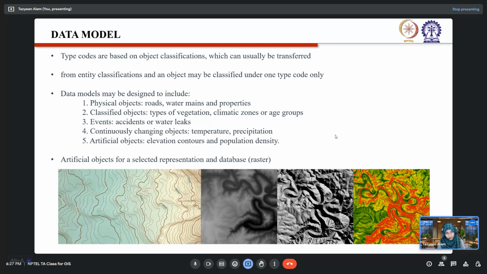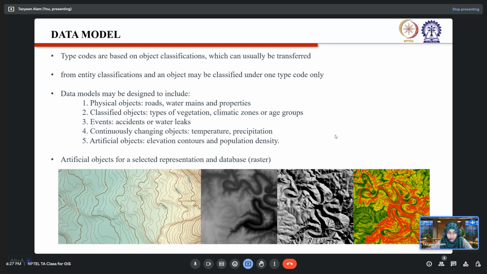Third is your events. Events are accidents or water leakages. So events are some sort of condition that leads to a certain type of activity in a particular region. Fourth is your continuously changing objects, right? Continuously changing objects are associated with earth phenomena, correct? So this may be your temperature, it can be your precipitation, it can be your urban heat island effects, right? It can also be your evaporation or transpiration, correct?